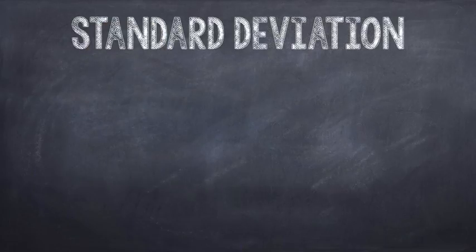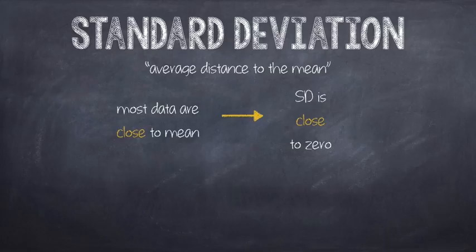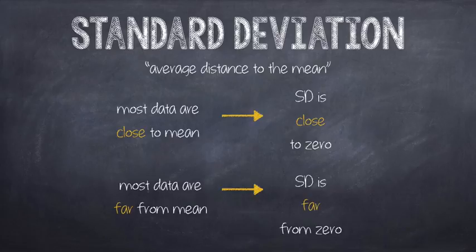Standard deviation can be a confusing concept, but explaining it as the average distance to the mean is very helpful. Think, are most data points close to the mean of the data? Then the standard deviation is close to 0. If most data points are far from the mean of the data, then the standard deviation is far from 0.